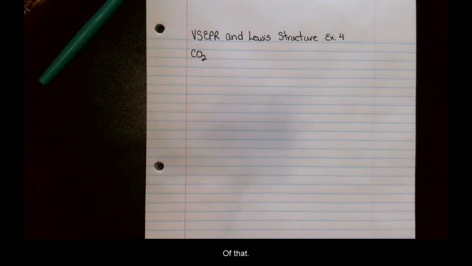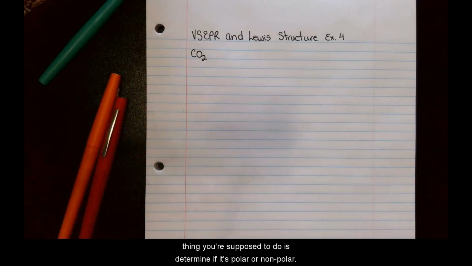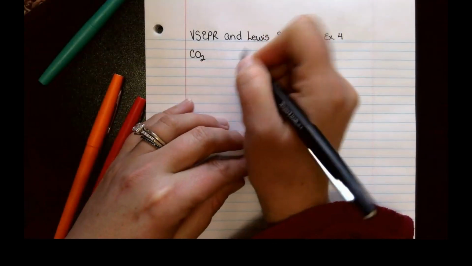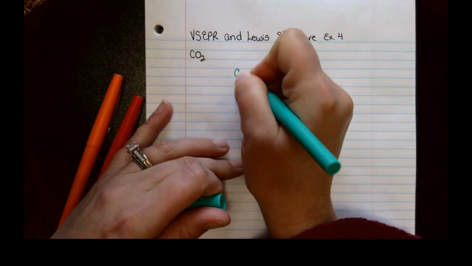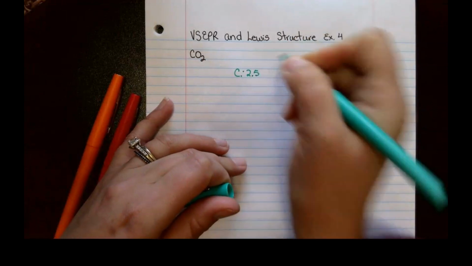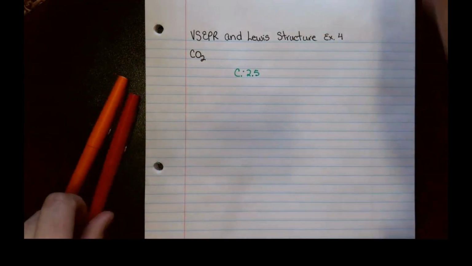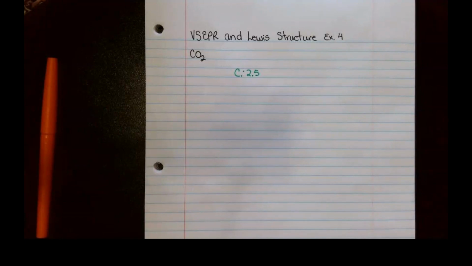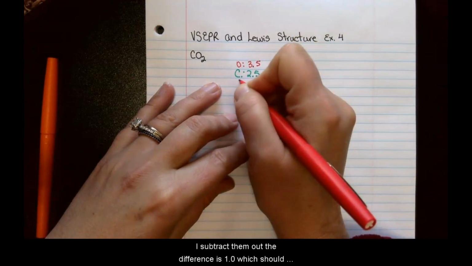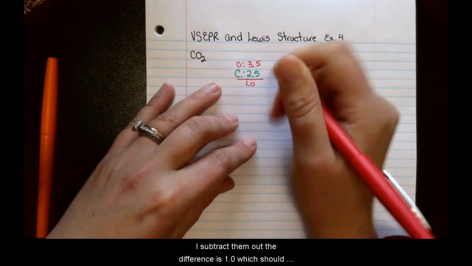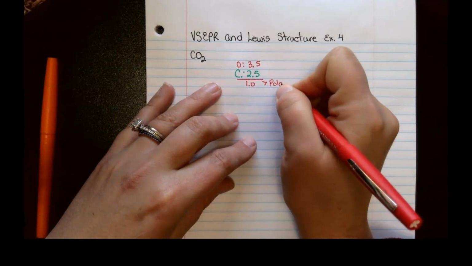The fourth example of VSEPR and Lewis structures where we talk about molecular geometry. This one's going to be carbon dioxide. So remember, the first thing you're supposed to do is determine if it's polar or nonpolar. So I'm going to look at carbon, and it has an electronegativity of 2.5. And then I'm going to look at oxygen. It has an electronegativity of 3.5. When I subtract them out, the difference is 1.0, which should make this a polar molecule.